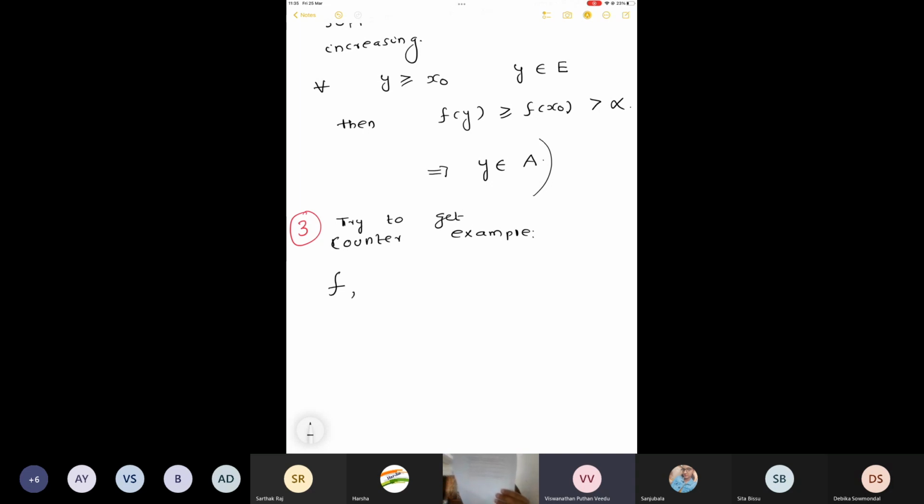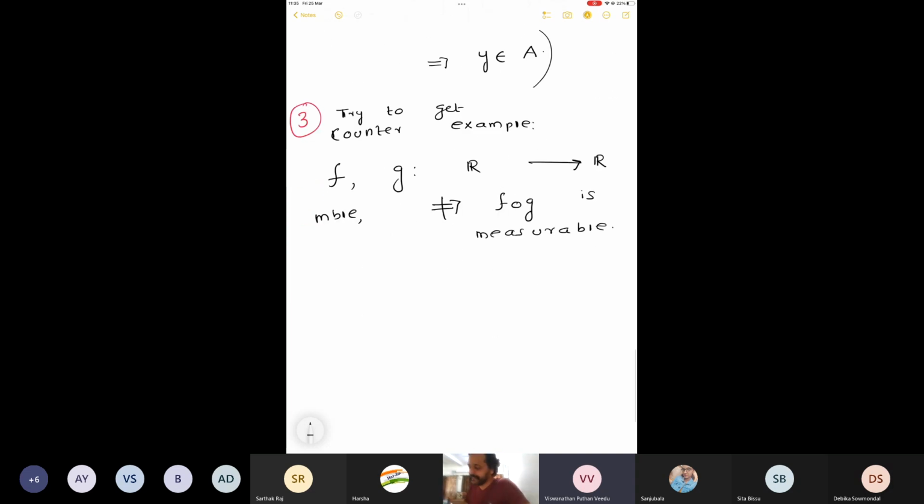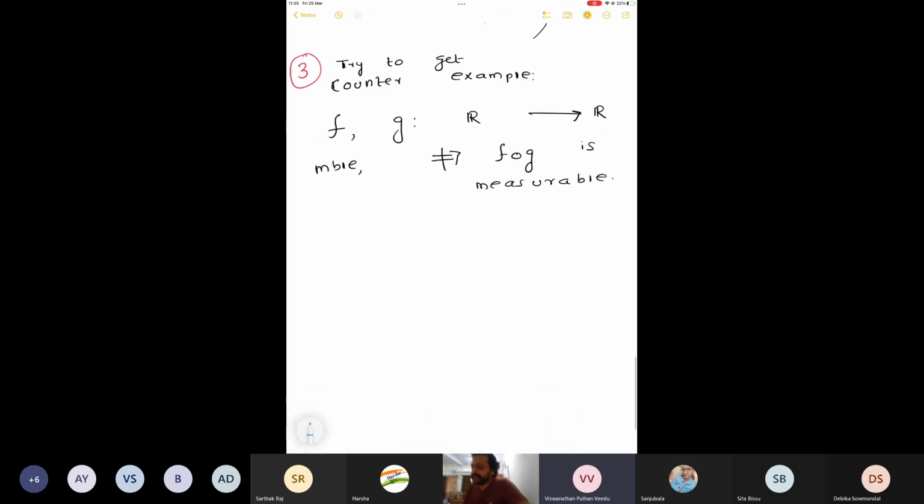For f, g from R to R measurable, it does not imply that f composite g, or g composite f, is measurable. You can try that. I would give you a hint: you can seek help from the Cantor-Lebesgue function, which I introduced in the last lecture. As I told you, that function is going to be a counterexample for many facts in measure theory.